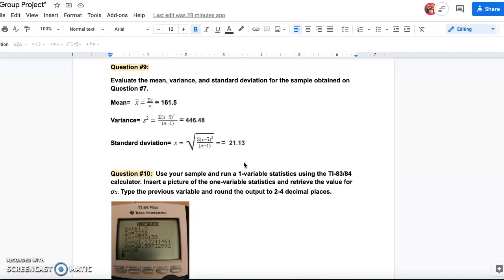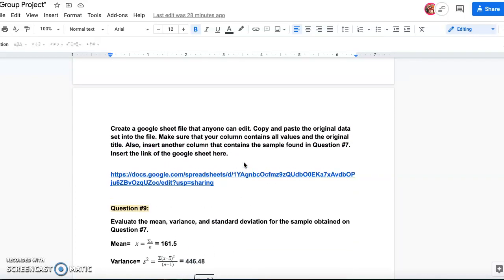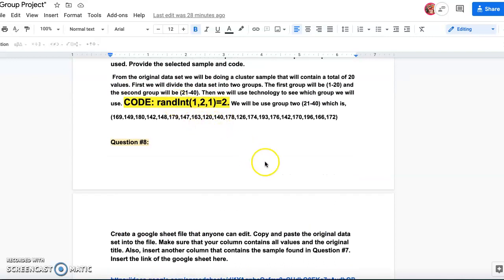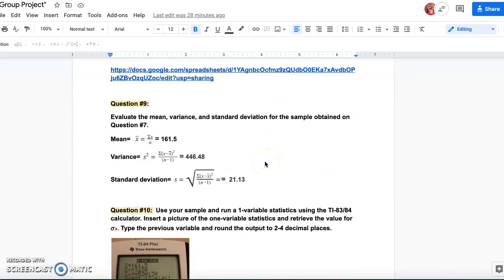So my mean, for this portion right here, came out to be 161.5. The variance is 446.48, and the standard deviation was 21.13.